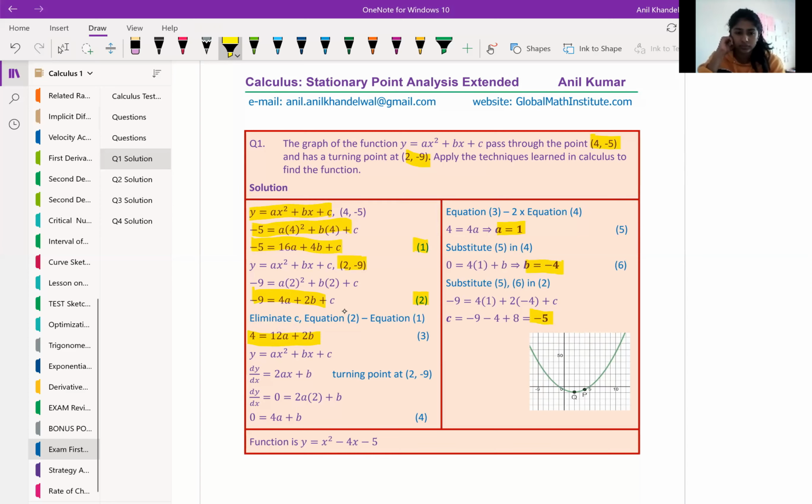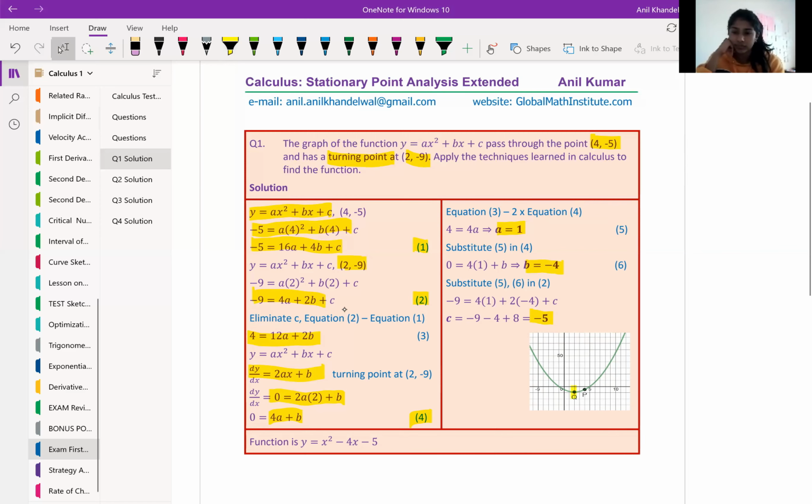How do we get the third equation? As you said, we have to find the derivative, and the derivative of this function is 2ax plus b. So that gives you another equation with a and b. We know that there is a turning point at (2, -9). So if I substitute the value of 2 here, then the derivative is going to be 0. And therefore, we get our third equation, which is 4a plus b equals 0. We can use these equations, 1, 2, and 4, to find the values of a, b, and c, correct? That's how you'll do it.